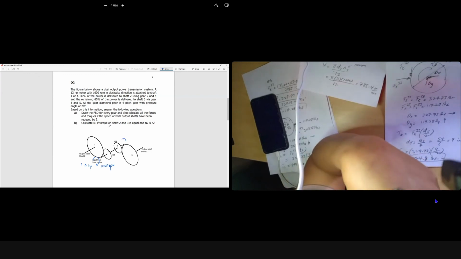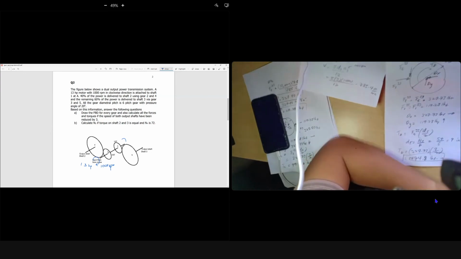Calculate N5 if torque on shaft 2 and 3 is equal. Because power is torque times W, the angular speed. What is the number of teeth of gear 5 if torque on shaft 2 and shaft 3 is equal, and N4 is 72? It means the torque on shaft 2 and shaft 3 is equal.